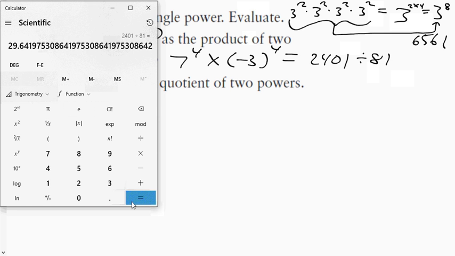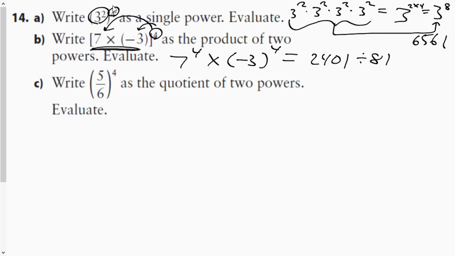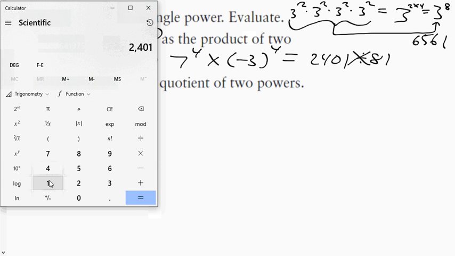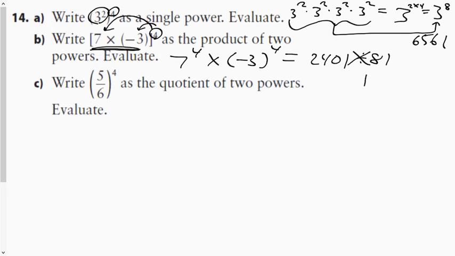Take this number we already have with the calculator, divide it by 81. Is that right? Did I make a mistake? That can't be right. Oh, it's multiplication. Haha. See, I made a mistake. So, 2401 multiplied by 81 equals 194,481 in standard form.